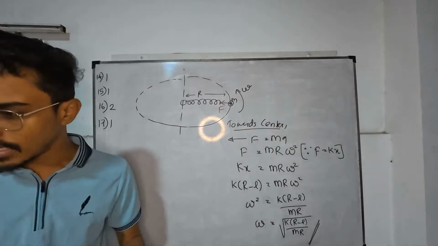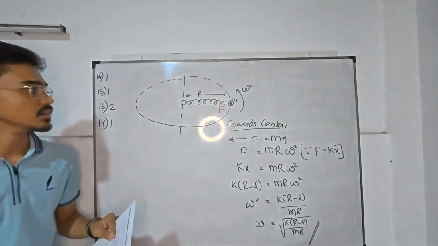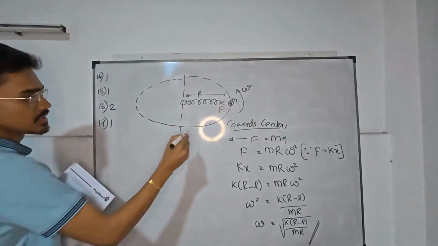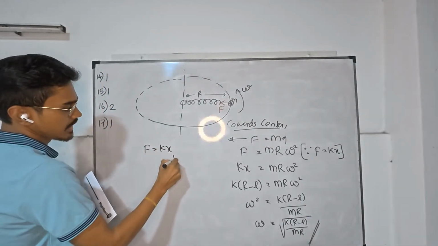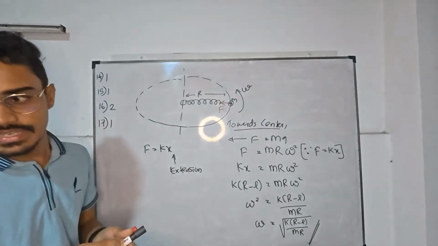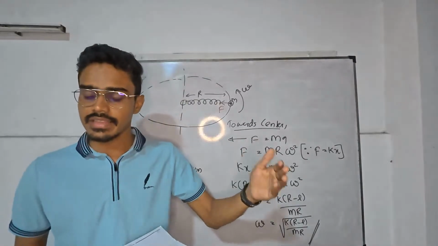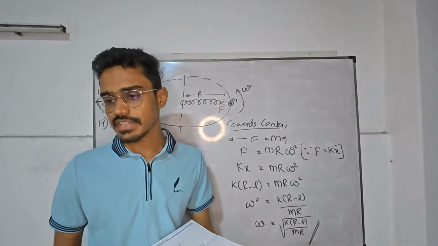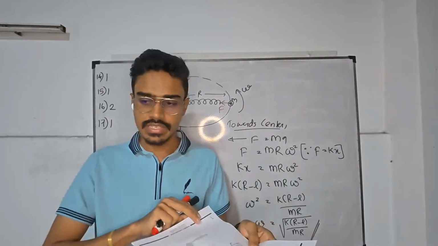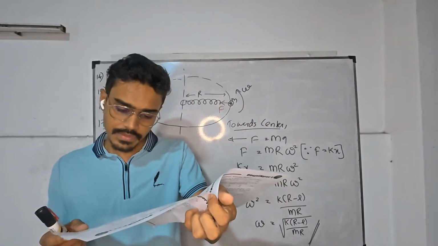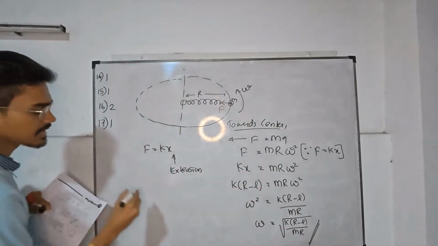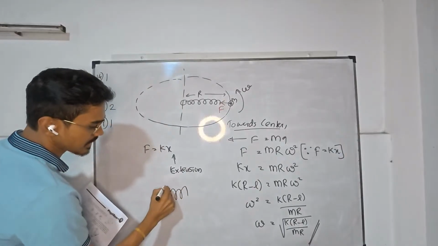How did you get R minus L? Because X is the extension. In F equals Kx, X is extension. Extension is the extended length beyond the unstretched length, or the stretched length beyond the natural length. In the question, it is given that the natural or unstretched length of the spring is L. Something like this. Unstretched length of this spring is L.